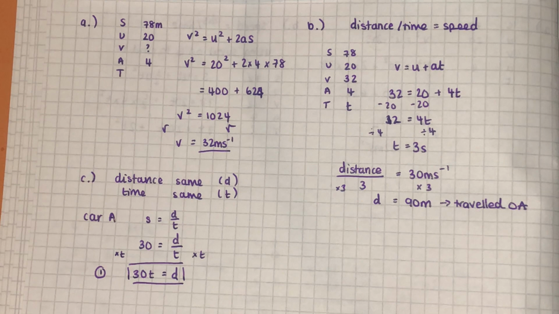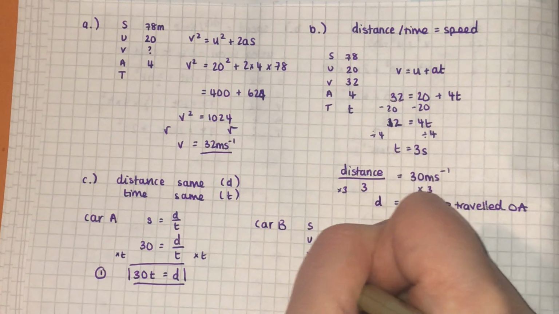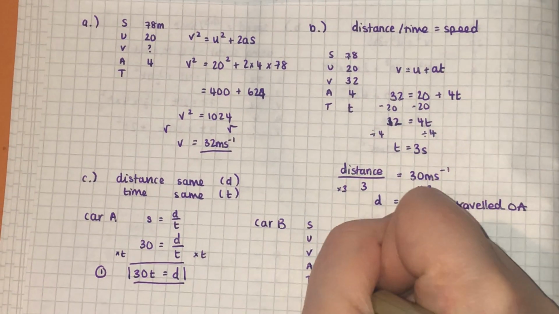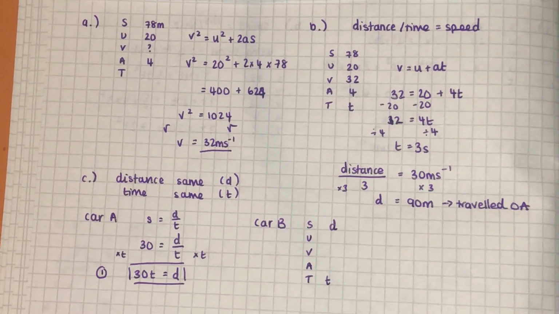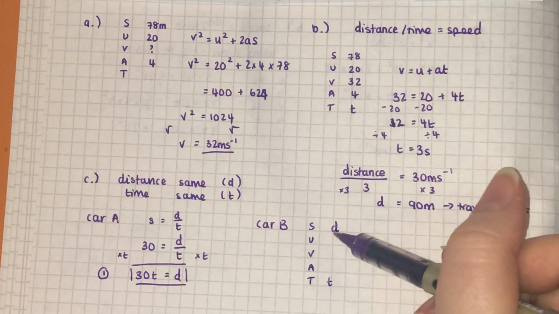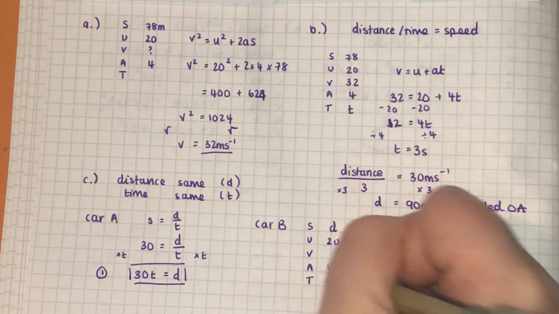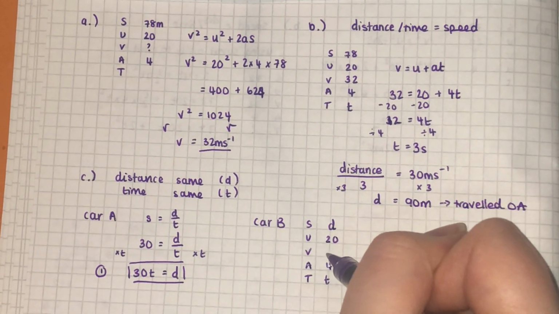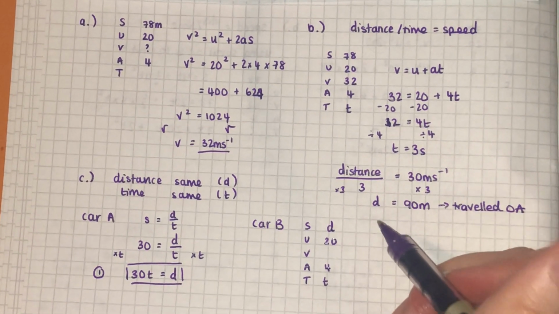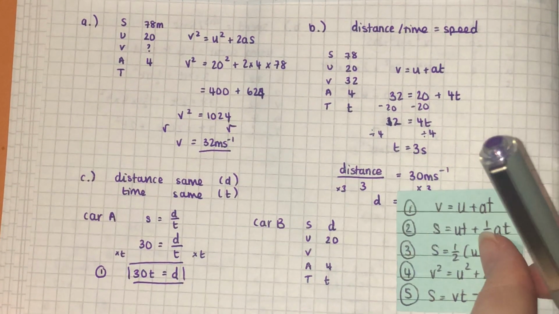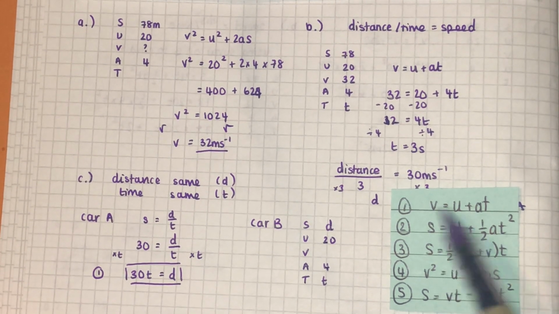Okay. So for car B, it's a similar thing, except it's a little bit harder just because we're using SUVAT. So T, we're just going to call T, D for the S, so the distance or displacement. We know the parts that go here, so we know that the initial speed was 20 and we know the acceleration is 4. We can't use V as being 32 because it won't be the same distance as part A where it's 78. Okay, so looking at the formulas, the one that uses all of those, so S, U, A, and T, is going to be number 2.